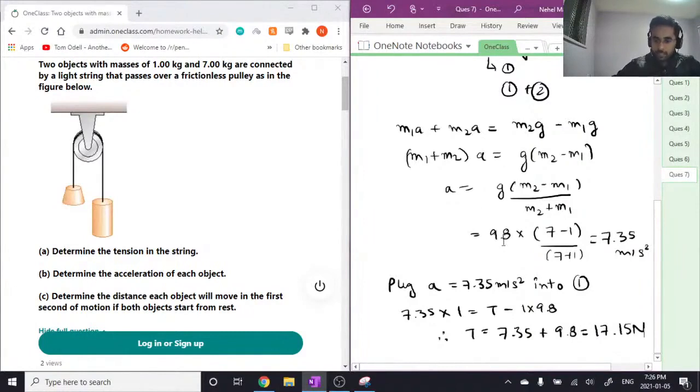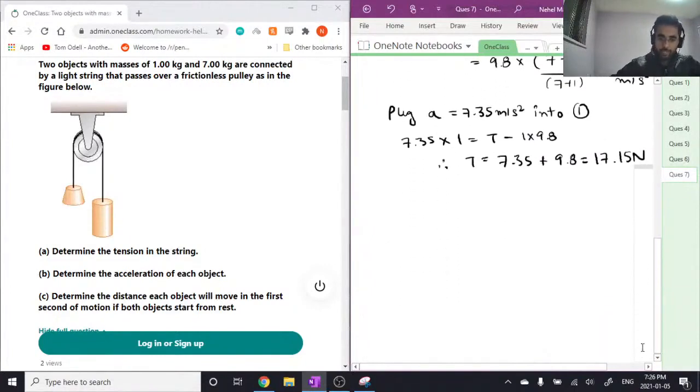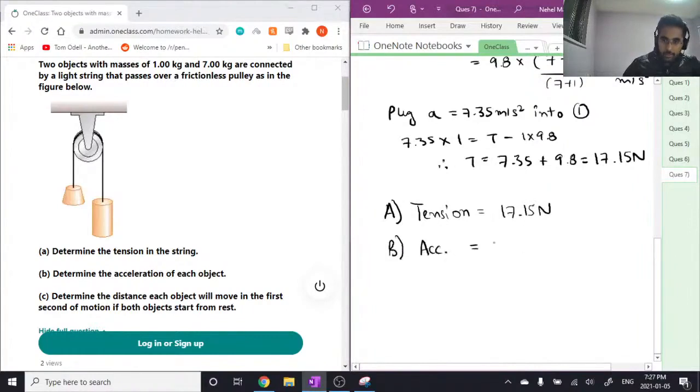This is the solution to part A, and in order to solve part A, we found the acceleration as well, so we found the solution of part B as well. Part A, tension is equal to 17.17 newtons. Part B, acceleration is equal to 7.35 meters per second squared.